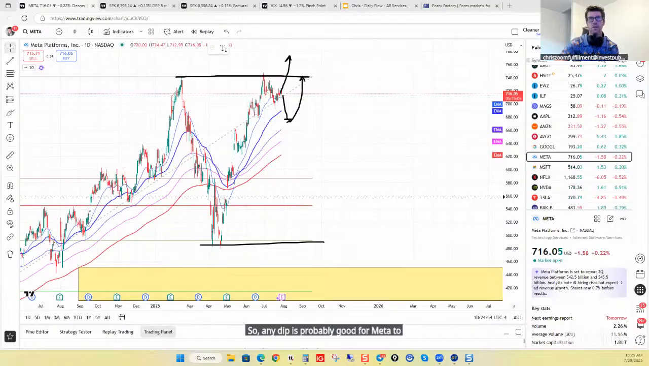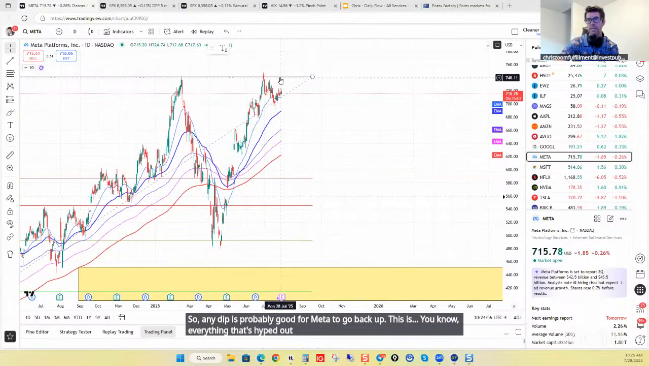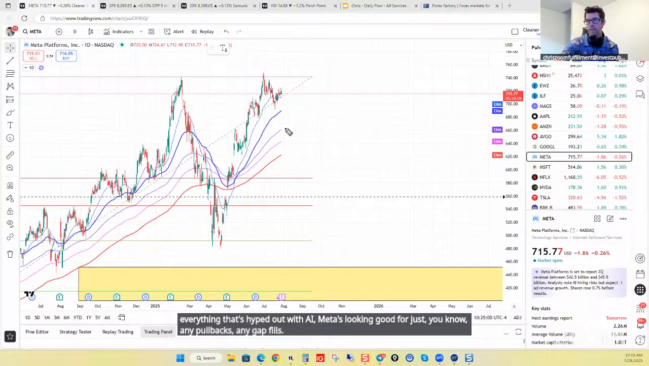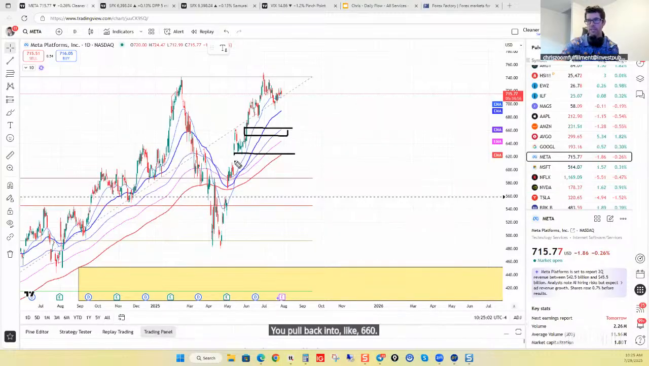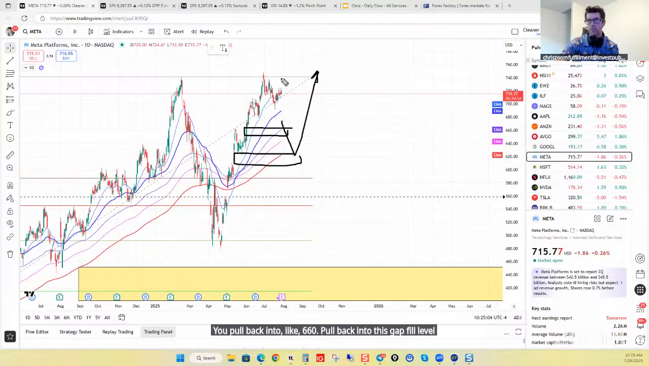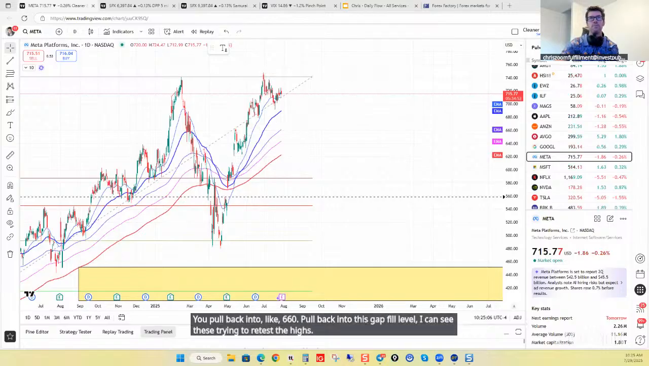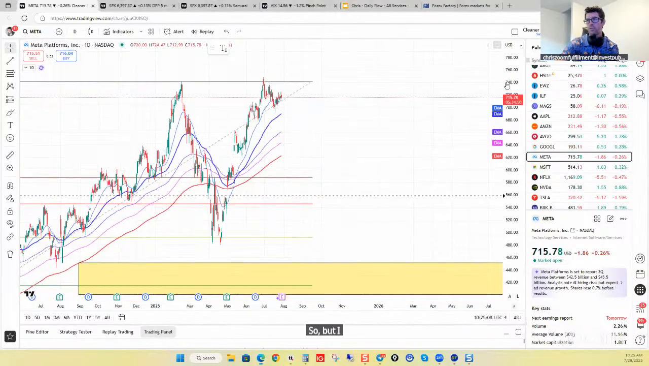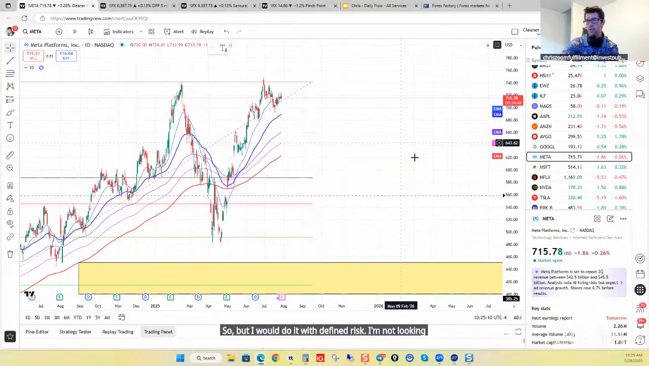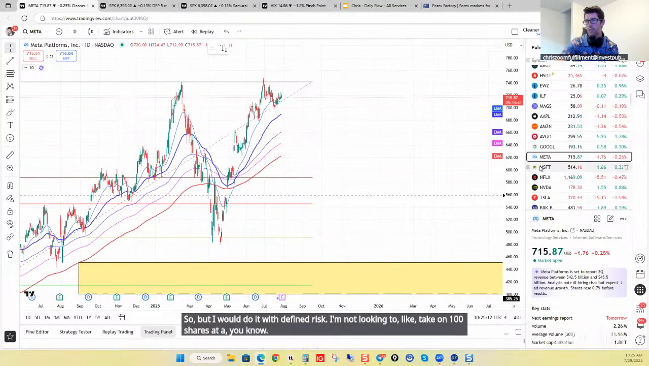Everything that's hyped out with AI, Meta's looking good for any pullbacks, any gap fills. You pull back into like 660, pull back into this gap fill level, I could see these trying to retest the highs. But I would do it with defined risk. I'm not looking to take on 100 shares at a $600 pop.